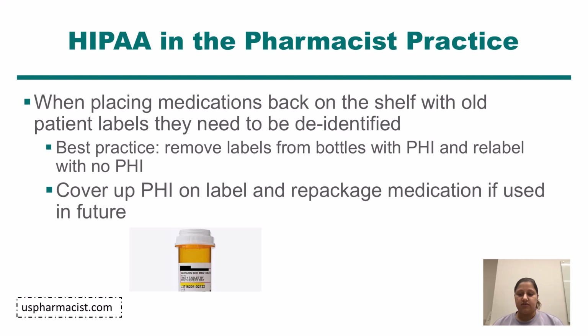And then you can also use a black marker. This is also called a China marker, to help cover up the patient information as seen in this example here. So it covers up the patient's name and address, and all we are left with is the medication information on there.